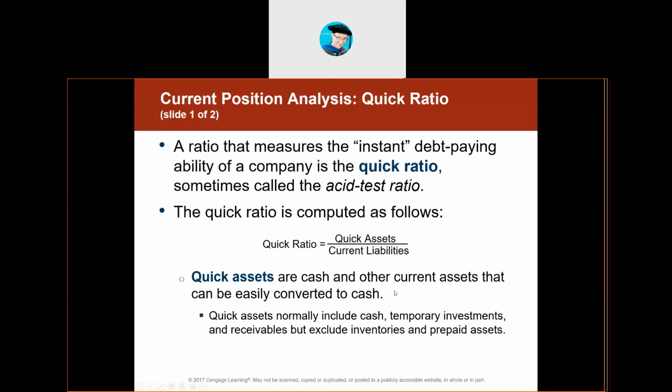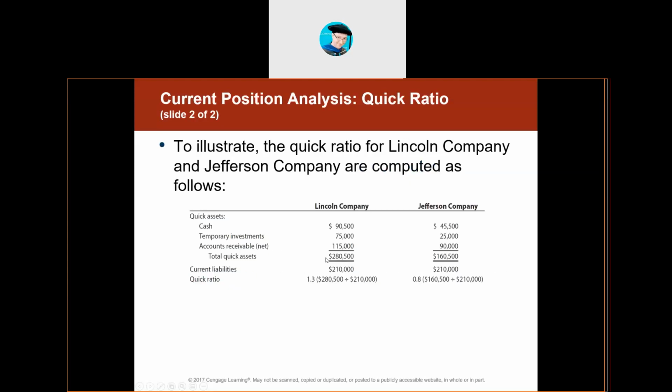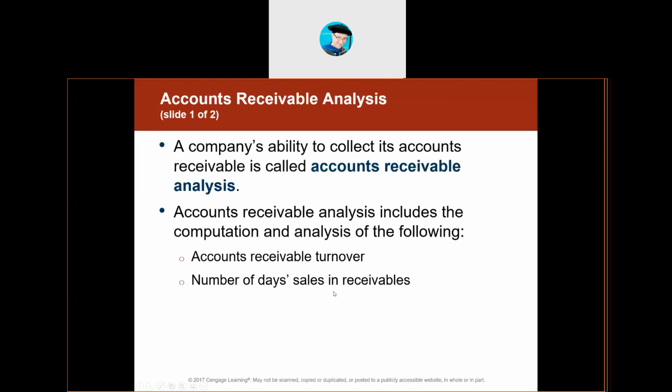Quick assets include things like cash, temporary investments, accounts receivable, but they exclude inventory and prepaid assets. So in other words, cash and cash equivalents. That would be cash, temporary investments, and accounts receivables. Those are called quick assets because I can quickly convert those into cash. So quick assets divided by current liabilities is the quick ratio. And that helps me to compare my company against other companies to tell me how quickly I can convert things into cash.